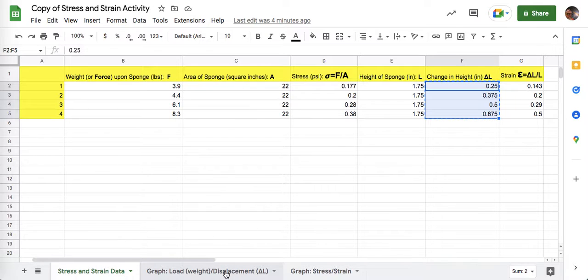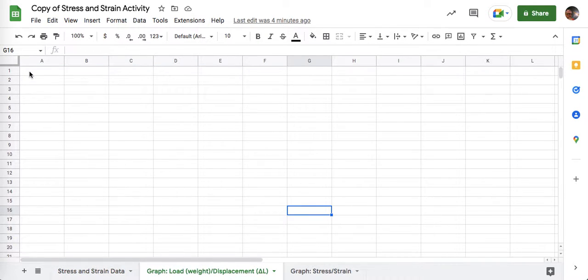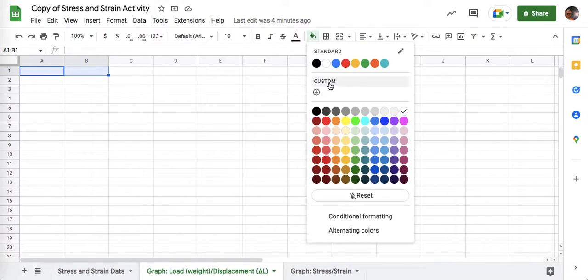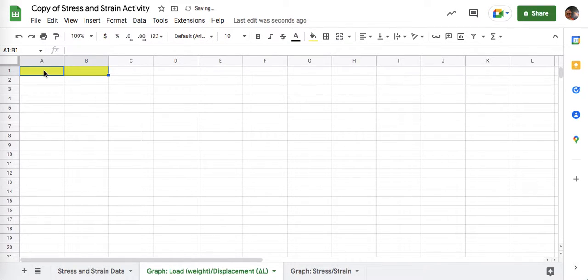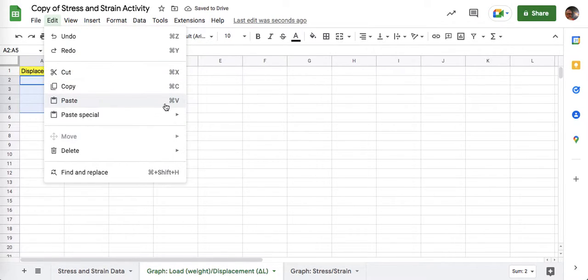Let's go here and make two new columns. Let's make these yellow. I'm going to choose them both and go to the paint bucket here and make them yellow. And so this is delta L, so displacement. This is how far it got squished. And those are the numbers I just copied, so I'm just going to put them right there. I just pasted, Edit, Paste. I just did Command V.